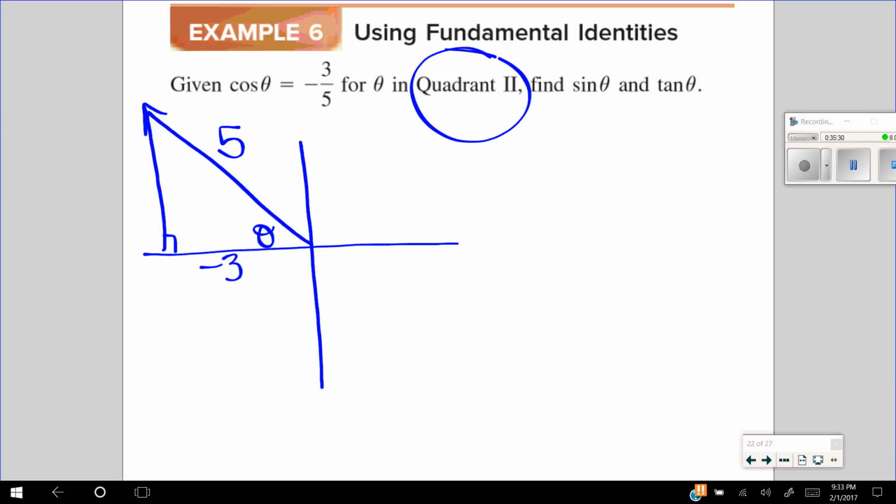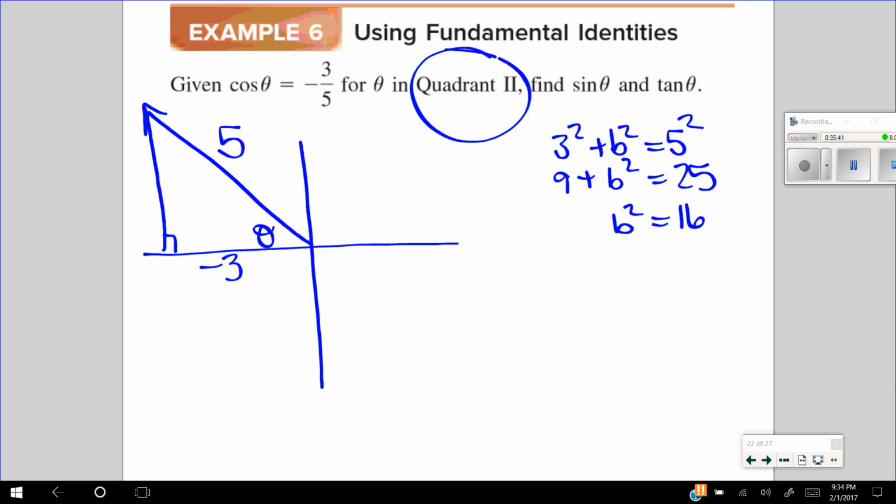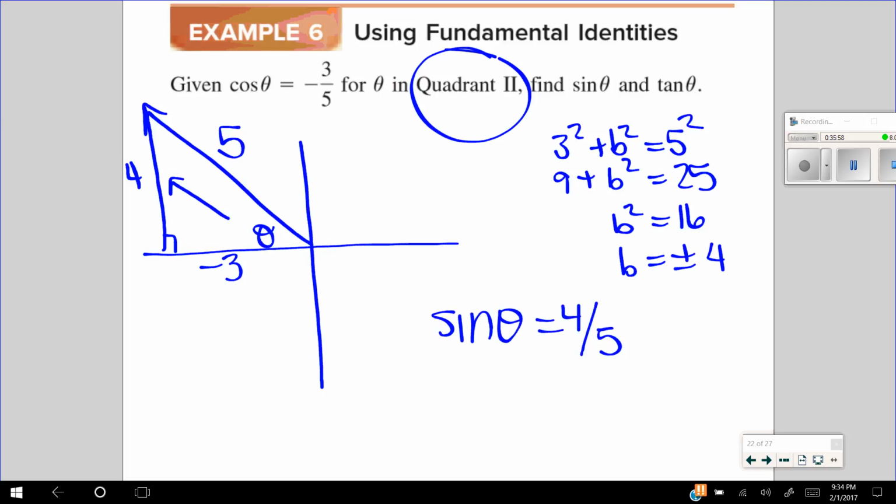Find my third side. Okay, 3 squared plus b squared equals 5 squared. 9 plus b squared equals 25. B squared is 16. B is plus or minus 4. Well, since this is an upward measurement, we're going to assume the positive 4. Okay? So sine of theta is then going to be opposite 4 over hypotenuse 5. Tangent of theta is going to be opposite 4 over adjacent -3. Bam. Easy. Okay?